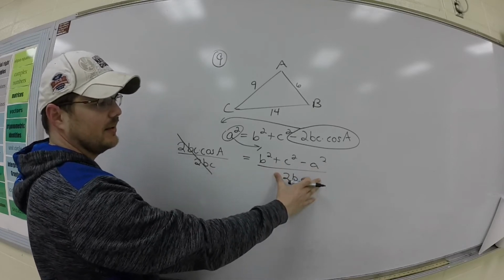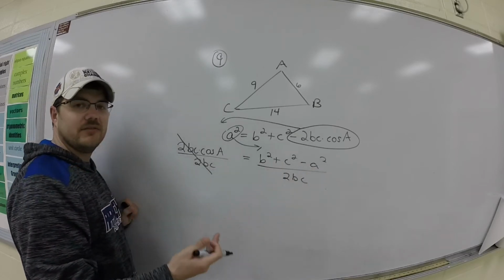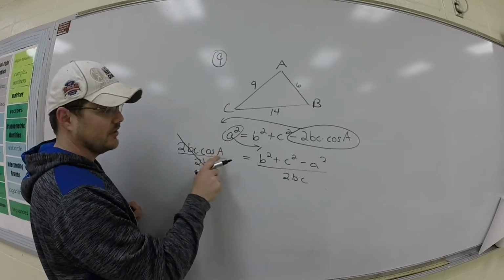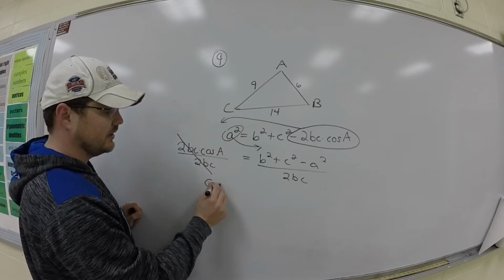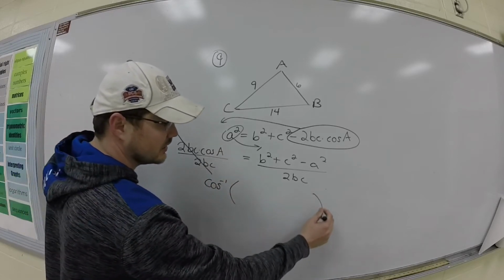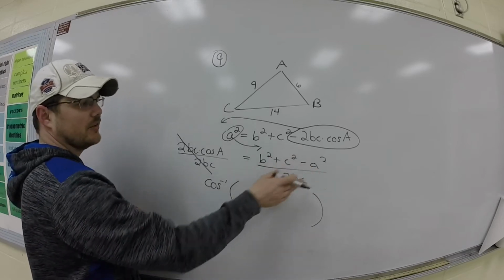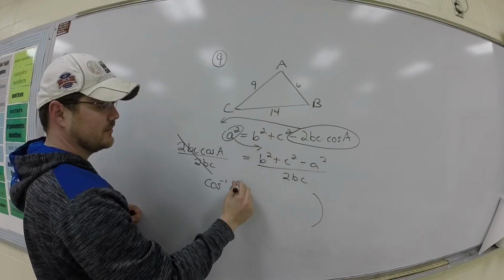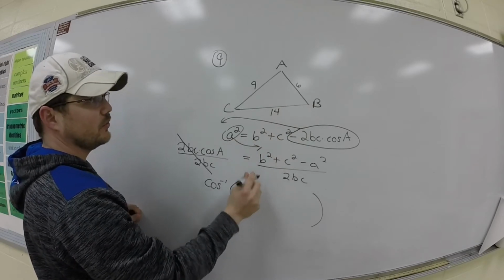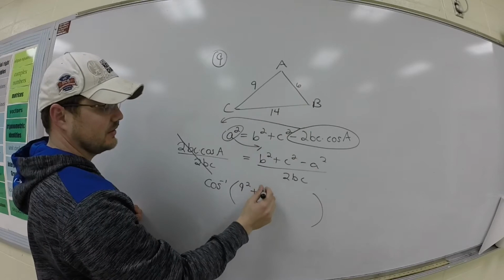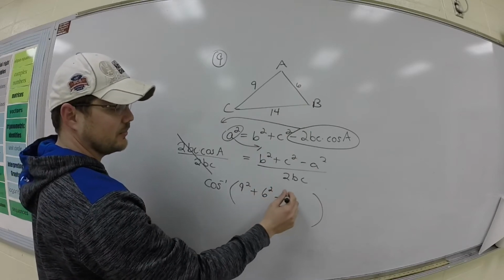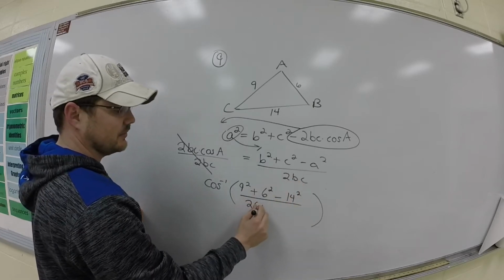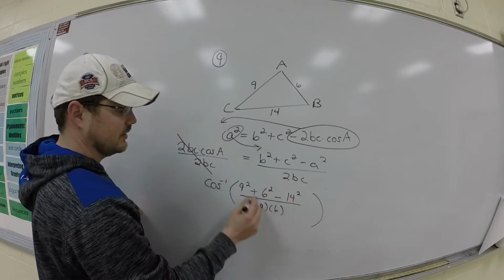So remember, anytime you're finding an angle measure, you have to do the inverse function. So we'll do inverse, or cosine inverse, or arc cosine. So cosine inverse of all this. Okay, so let's plug all this in. So b squared is across from angle B, 9 squared, plus c squared across from angle C, 6 squared, minus a squared, minus 14 squared, over 2 times b times c, 2 times 9 times 6. This is my answer.